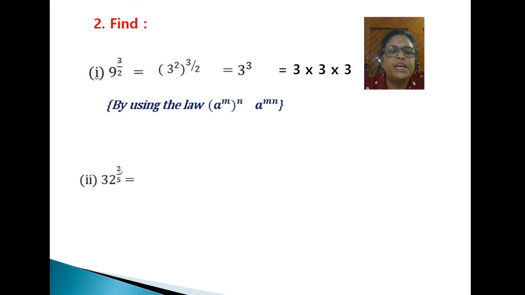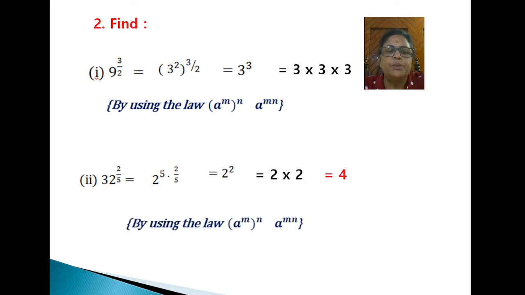Now 32 raised to 2 by 5. 32 you know that 2 into 2 into 2 into 2 into 2, 5 times 2. So you will get 2 raised to 5, the whole raised to 2 by 5. That means 2 raised to 5 into 2 by 5. A raised to m, the whole raised to n, a raised to m into n. So 2 raised to 5 into 2 by 5. 5 and 5 cancel. 2 raised to 2. That is 4. 2 into 2 is 4. Same law we used. By using the law, a raised to m, the whole raised to n is a raised to m into n.